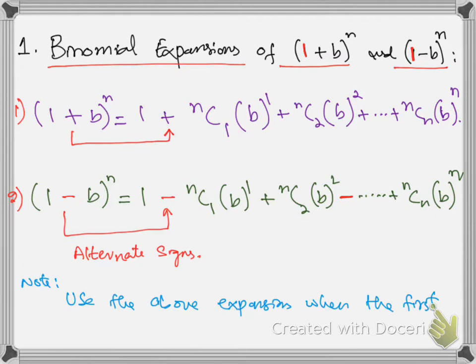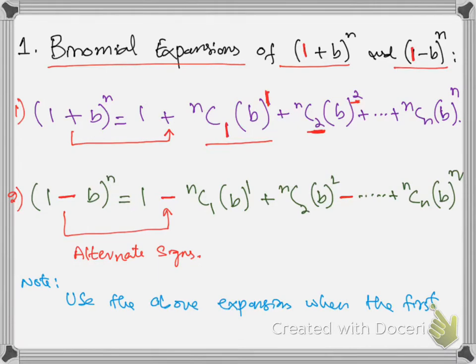It's 1 plus nC1 times b to the power 1. This power must be the same number as this number. Since we have 2 here, this must be 2. The power of the second term is always the number which is in the combination here. So when we have a negative sign between the terms, then the signs alternate. See, we have negative here, therefore signs must be in an alternate way. First sign is plus, then minus, then plus, then minus, and so on.